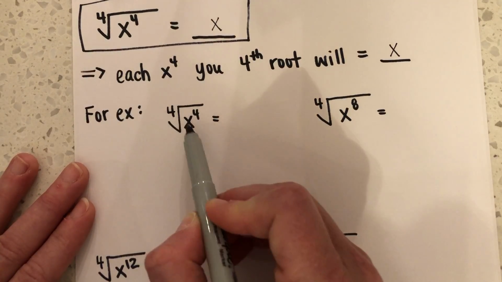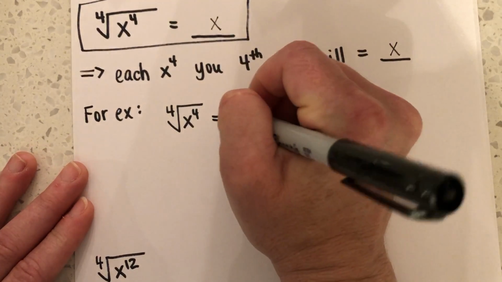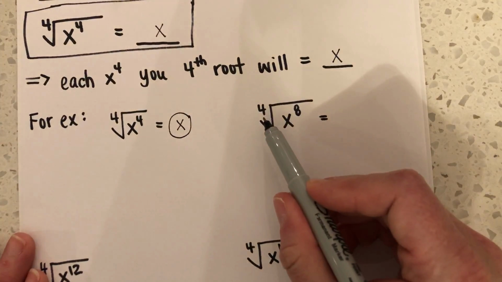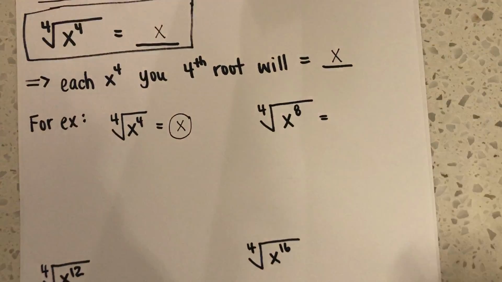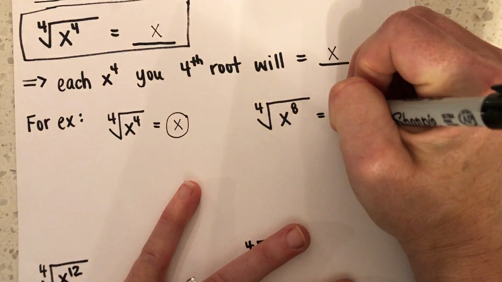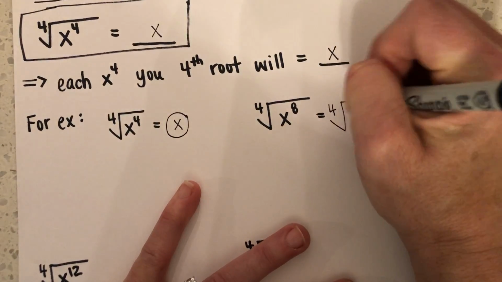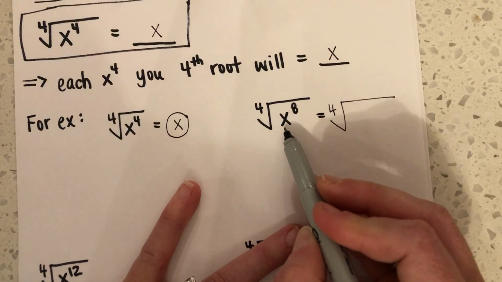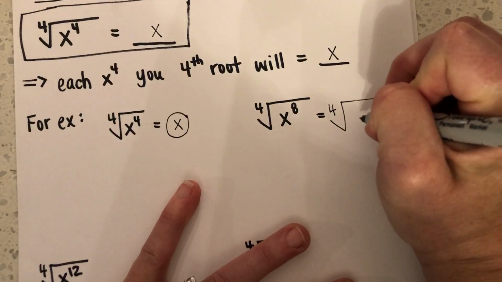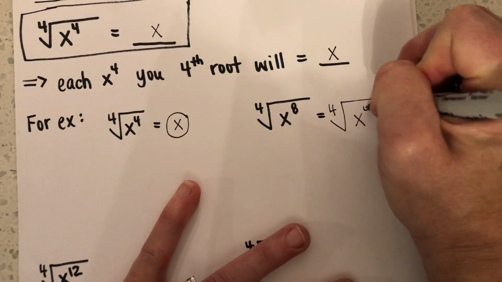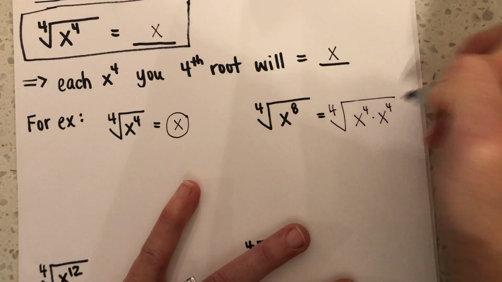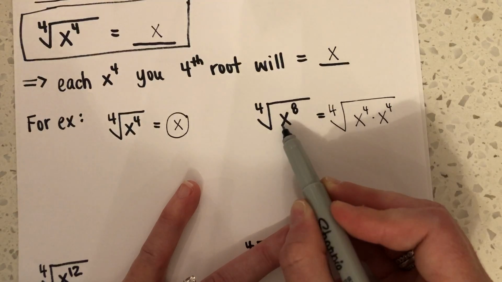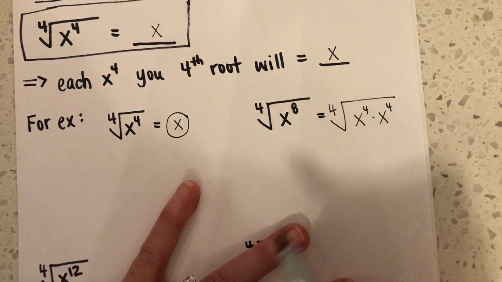Well, we know the fourth root of x to the fourth is x, right? Perfect. So then what if I asked you to take the fourth root of x to the eighth? Well, the long way is to rewrite this as the fourth root of, how many x's to the fourth can you rewrite x to the eighth as? Well, I can rewrite x to the eighth as x to the fourth times another x to the fourth, because 4 plus 4 is 8. So now I've rewritten x to the eighth as 2 x's to the fourth.